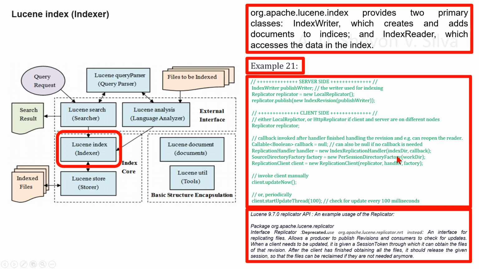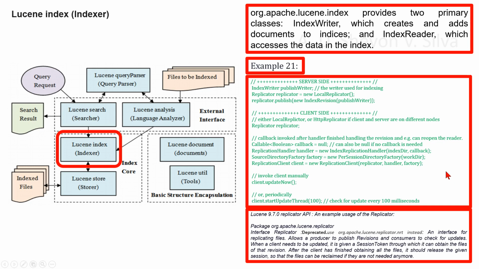An application should publish an index revision and set the index replication handler on the client. For an index and taxonomy pair, the application should publish an index and taxonomy revision and set the index and taxonomy replication handler on the client.